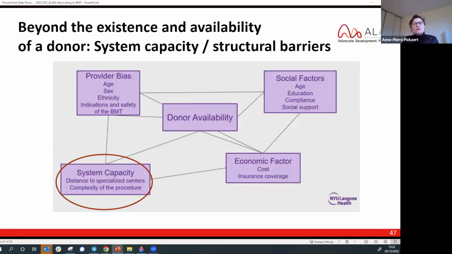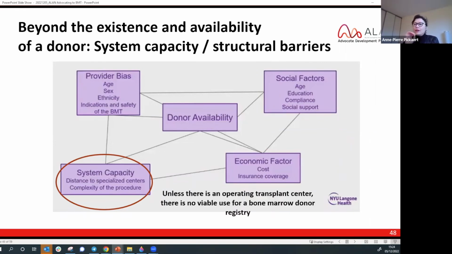And I was just wondering, what is it we can do as patient organizations to advocate for the creation of bone marrow registries? And they all said, you first have to make sure there are viable transplant centers. If you don't have a unit that can do bone marrow transplant, there's no use in building a bone marrow registry, because there will be no use for it.